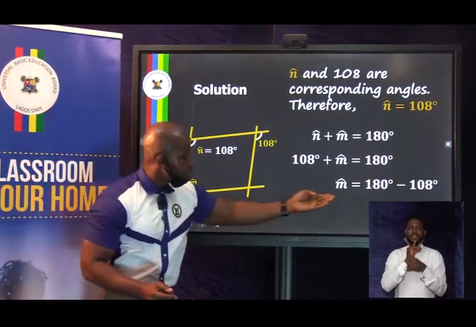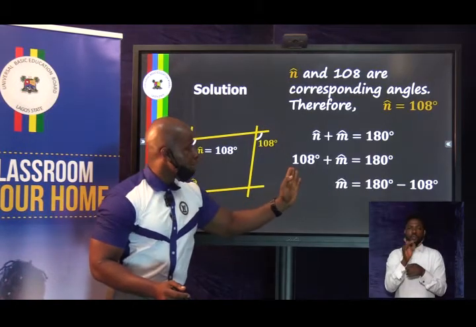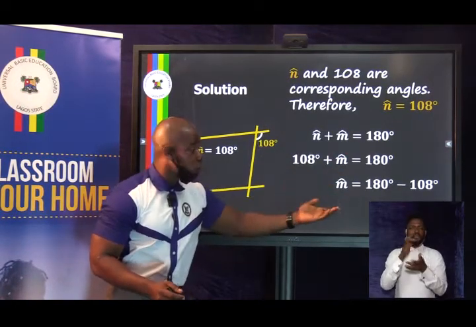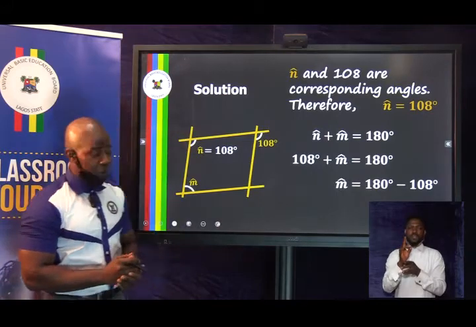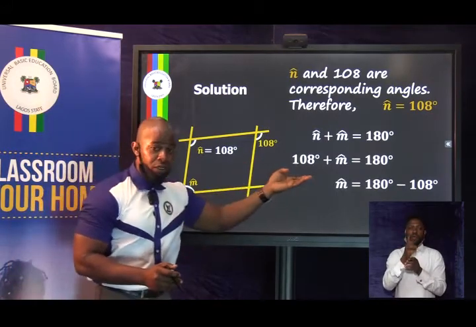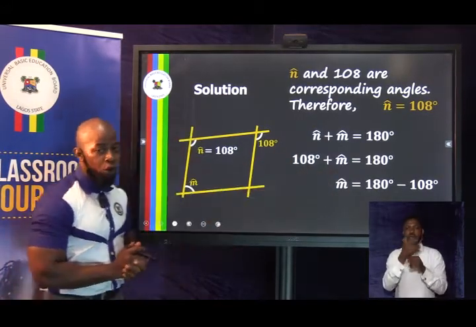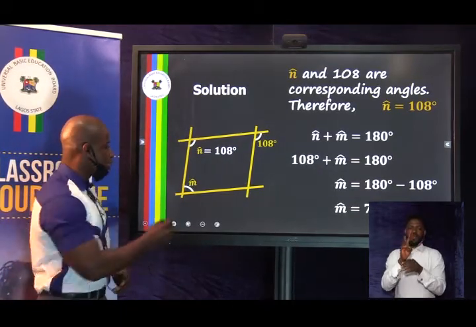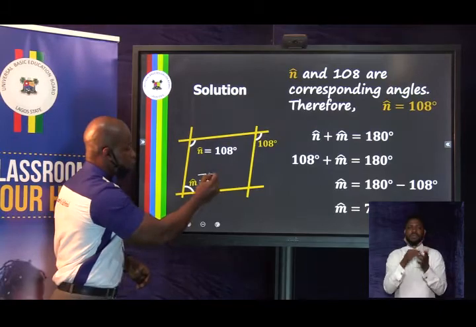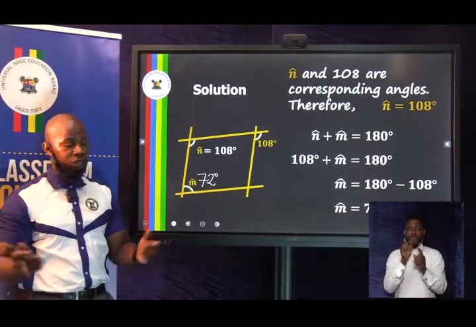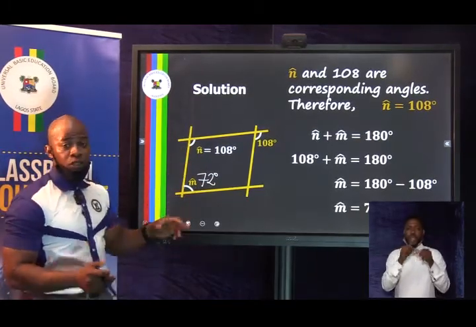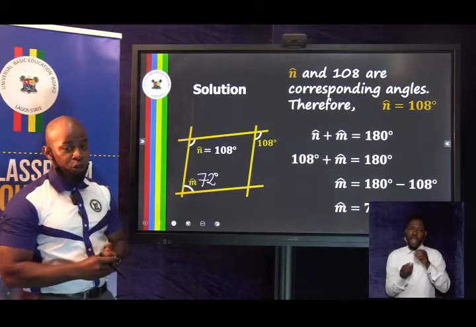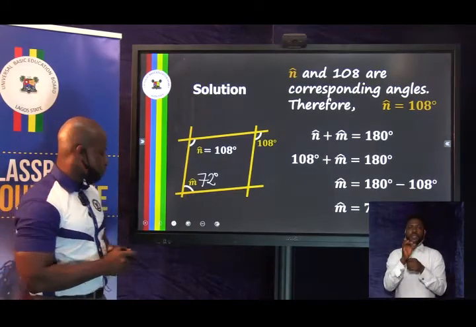See, now M is here alone. 180 will go to the other side and it will become minus 108 degrees. Now you do that subtraction and you will get 72 degrees, telling us that this is 72 degrees. Important point that we have learned here: interior opposite angles are always adding up to 180 degrees.